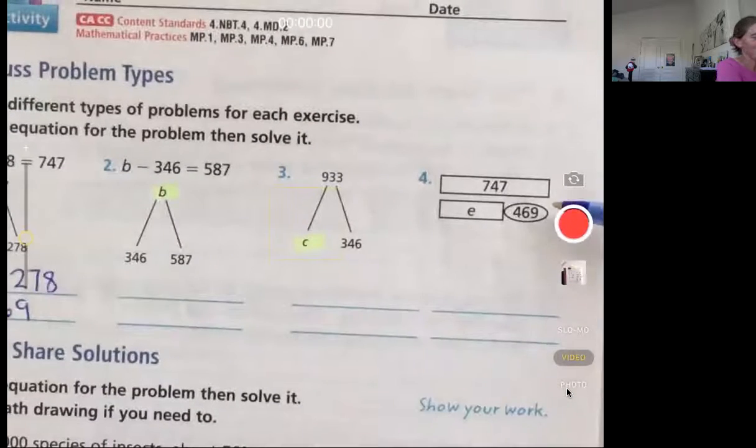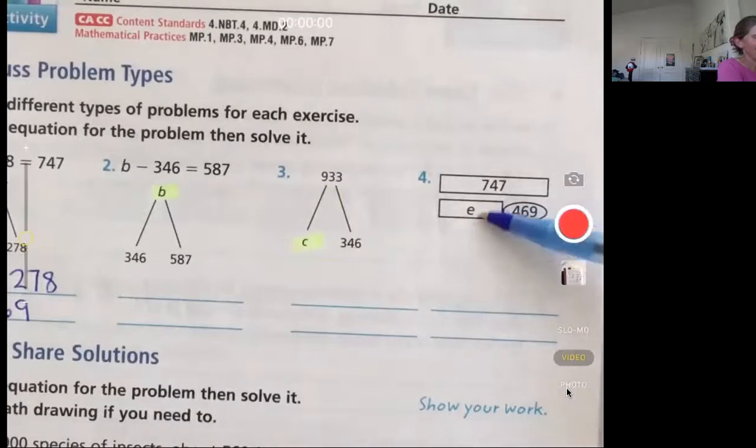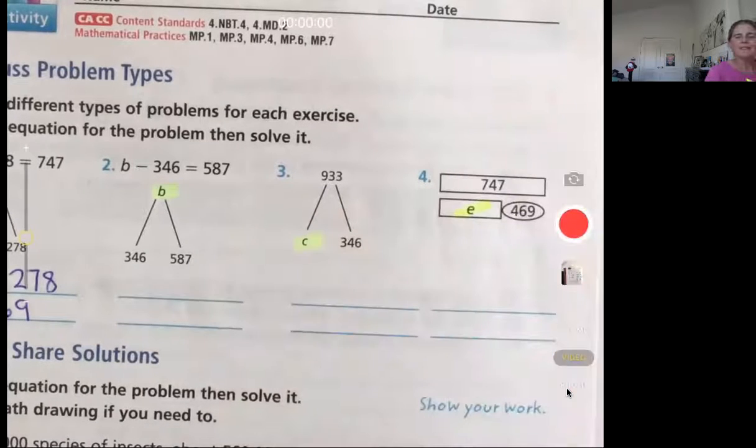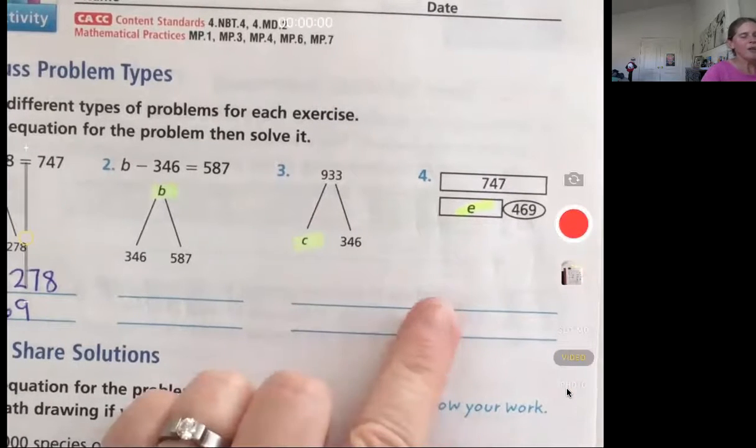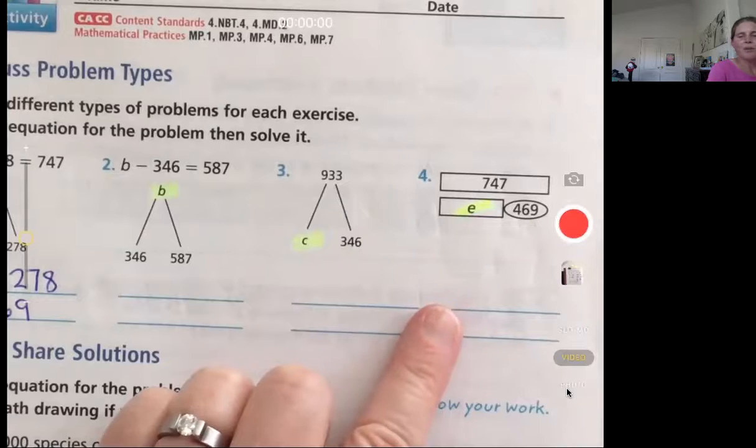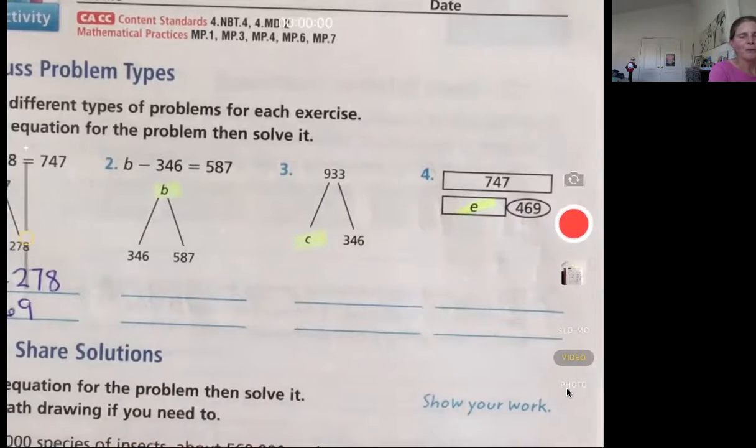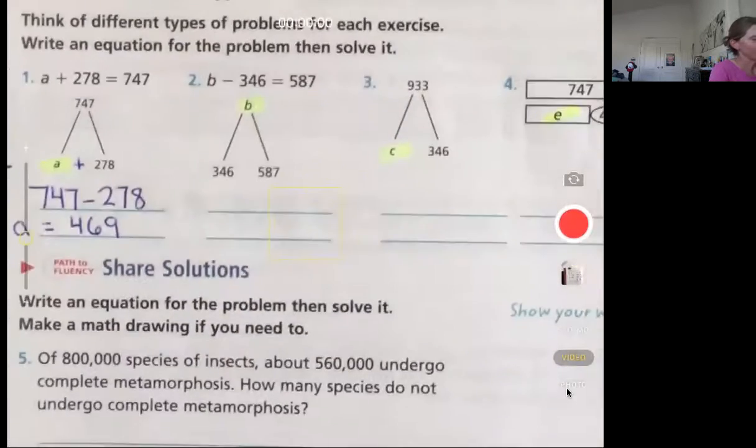You've got the other add-in, and now E is your missing variable or your missing number. Okay? So you decide what your equation is going to look like, and you can write it down and solve for number 4. All right?